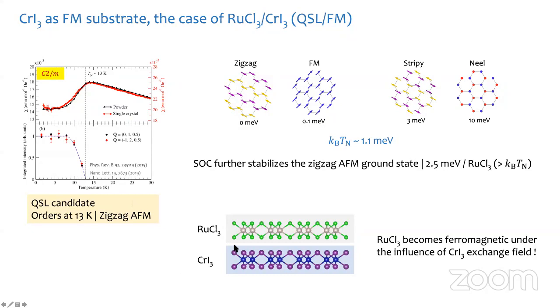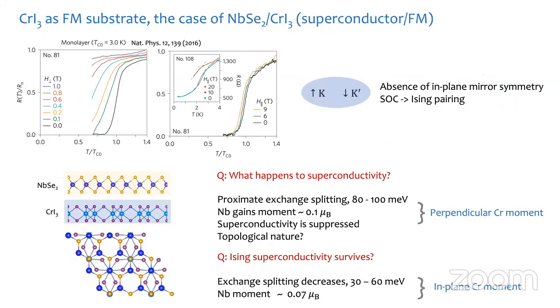So you expect that something is going to happen if you place RuCl3 on CrI3, and we find that due to this ferromagnetic proximity influence, this RuCl3 becomes ferromagnetic. It would be very interesting to see what happens to the spin excitations, which we are currently looking into.